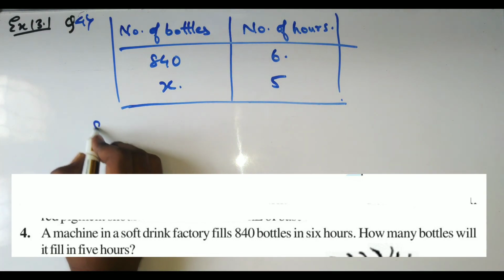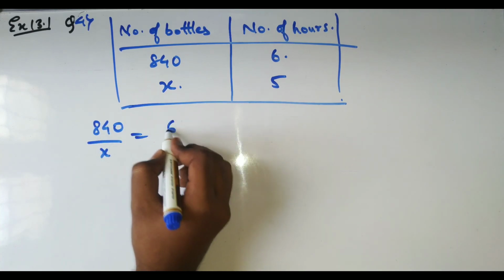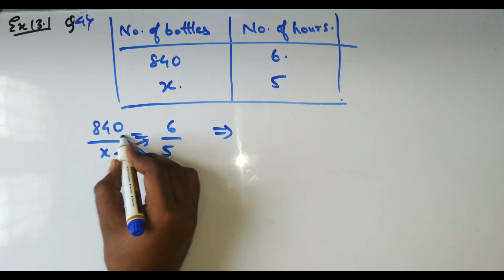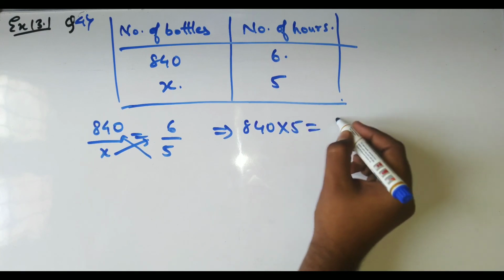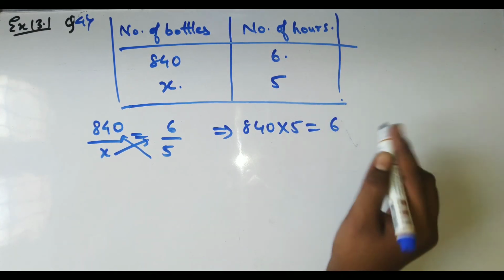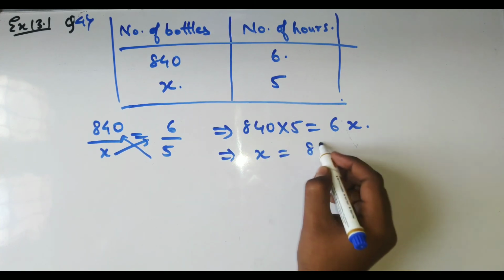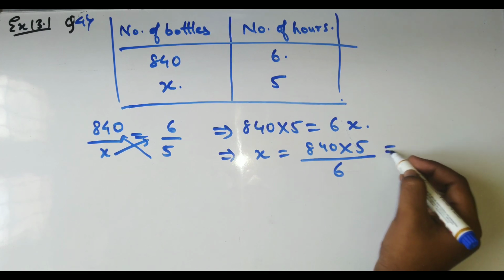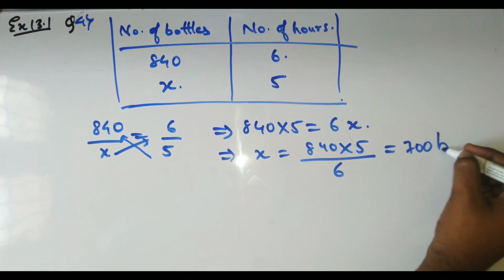Now here 840 divided by x is equal to 6 by 5, which is in direct proportion. Cross multiply, we'll get 840 into 5 is equal to 6 into x, that is 6x. From this we'll get the value of x, which is equal to 840 into 5 divided by 6, which gives me the answer as 700. So 700 bottles.